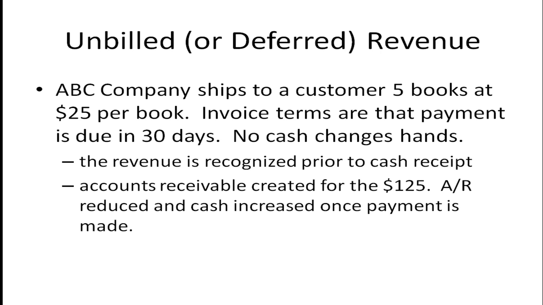You could have unbilled or deferred revenue. So for example, suppose ABC Company ships to a customer 5 books at $25 per book. Invoice terms are that payment is due in 30 days, and in this case no cash changes hands. So the revenue is going to be recognized prior to the cash receipt. What's going to happen here? An accounts receivable is going to be created for the $125, and the accounts receivable will be reduced and the cash increased once the payment is made.